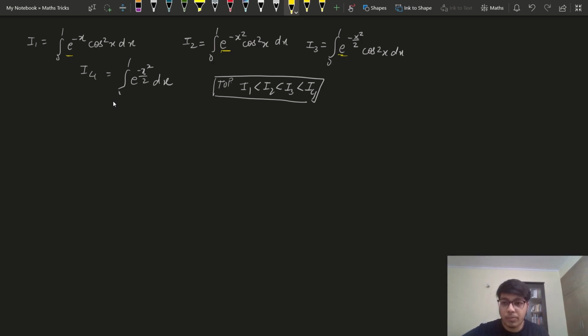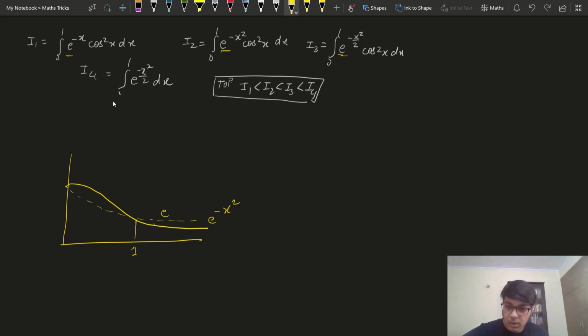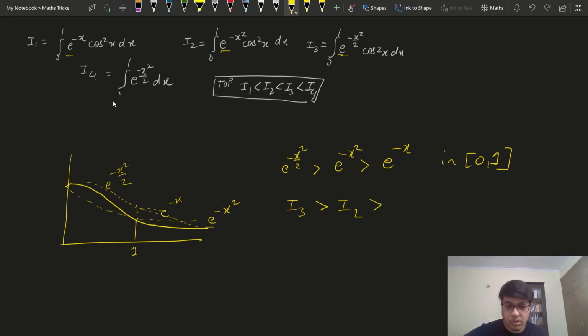We saw that in 0 to 1, the graph of e raised to minus x square looks like this. This is 1. The graph of e raised to minus x looks like this, and this is e raised to minus x square by 2. So we can clearly see that e raised to minus x square by 2 is greater than e raised to minus x square, which is greater than e raised to minus x in 0 to 1. So from here, I3 is greater than I2, which is greater than I1.